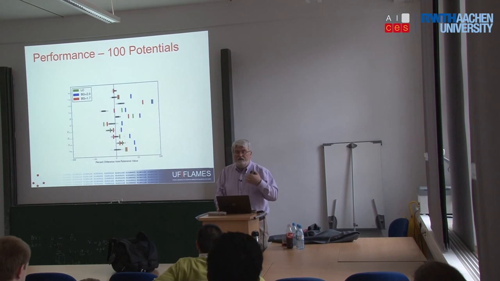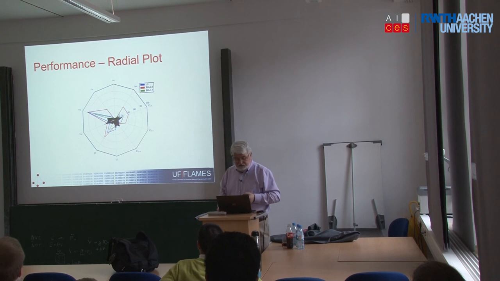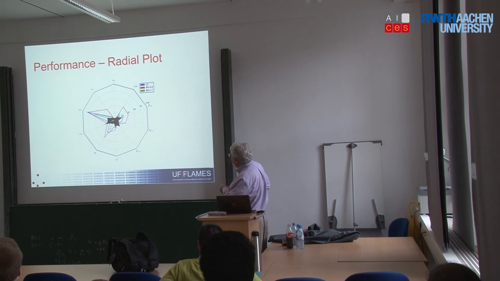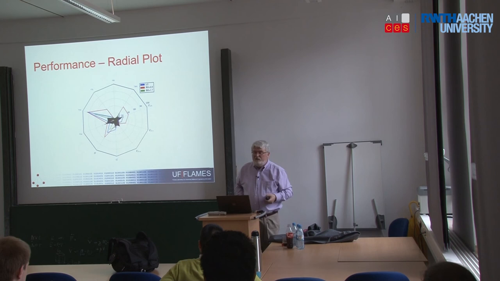Another way of looking at this is a radial plot. This is the lattice parameter C12. This corresponds to 100% error, 80, 60, 40, 20. And so the red potential looks like this star. And what you're seeing is all the potentials we developed for this black cluster here. So they're really largely inside the envelope of the other potentials. These are basically better potentials than the potentials we started with.